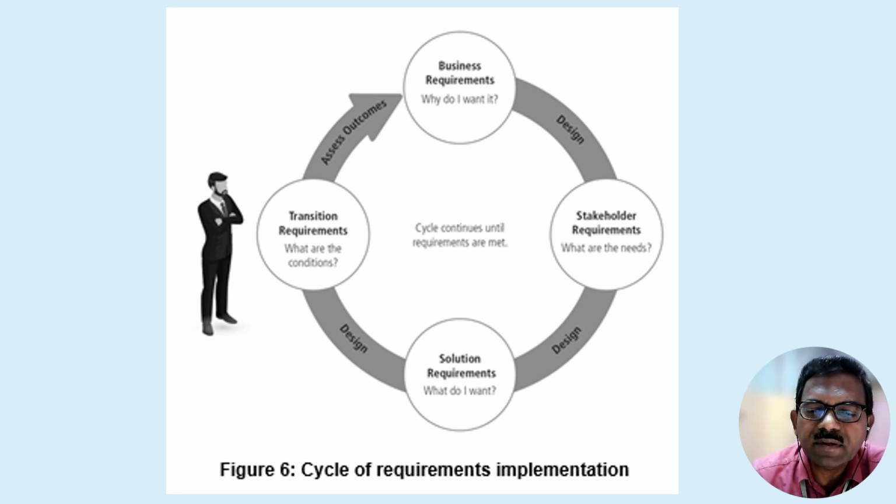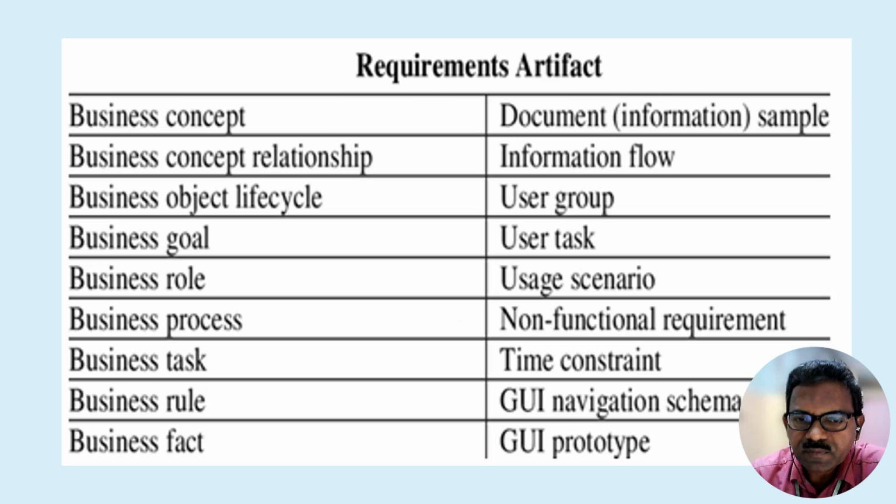So requirements sometimes go through an improvisation cycle. First we come out with something which will not cover every exact aspect, so we have to improvise further. So it is a cycle.